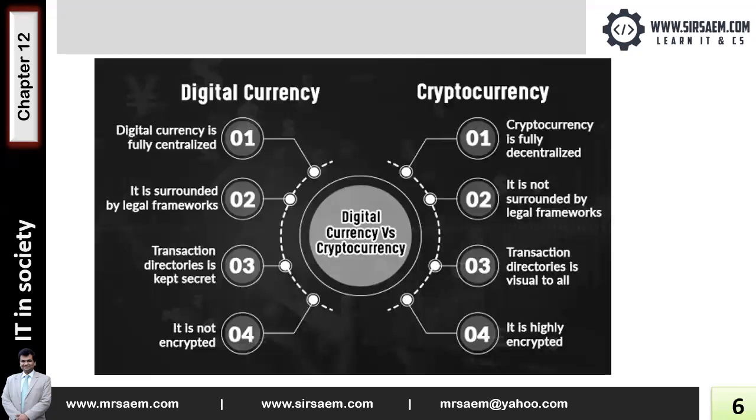So digital currency and cryptocurrency: digital currency, obviously, is centralized by a bank. Cryptocurrency is fully decentralized. Digital currency is surrounded by a legal framework. It is not surrounded by a legal framework as far as cryptocurrency is concerned. Digital currency transaction practice is kept secret. Obviously, if it's your account, no one else will know it. In the case of cryptocurrency, transaction practice is visible to all because it's a blockchain method. Digital currency is not encrypted, whereas cryptocurrency is highly encrypted.